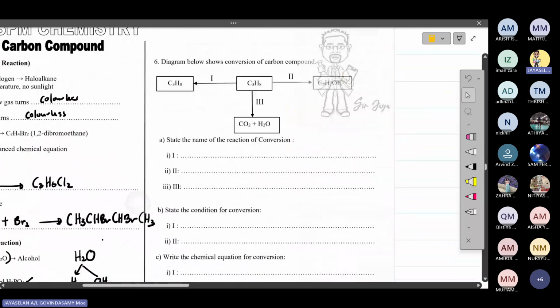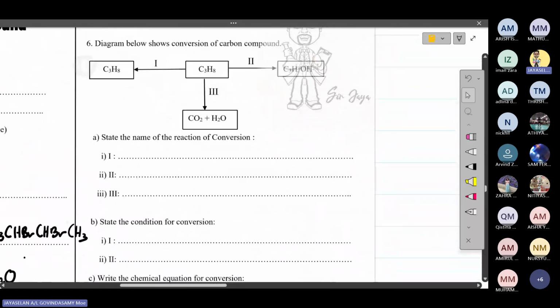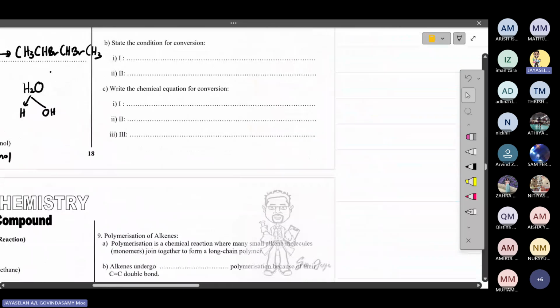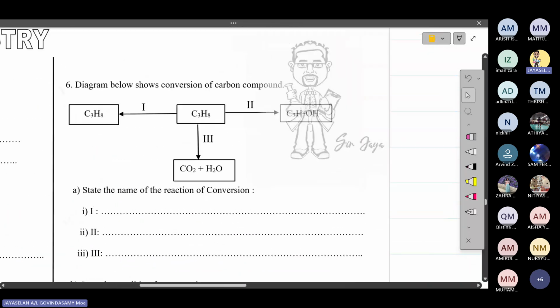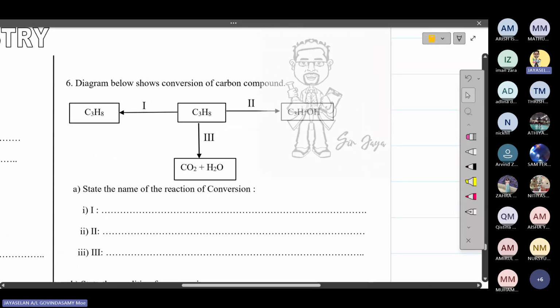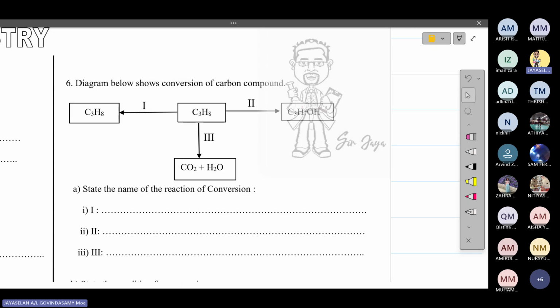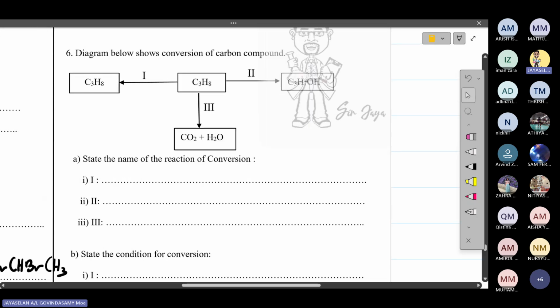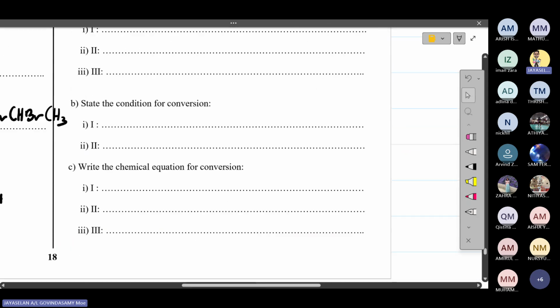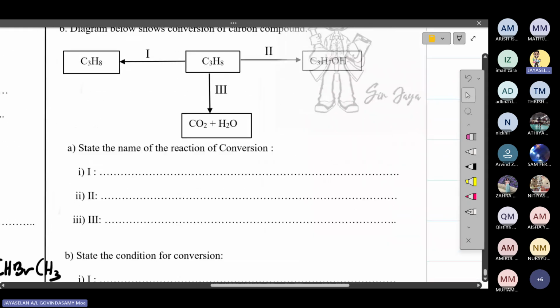Okay, from just now I have been doing it. Now I give you 5 minutes to answer all this. Look at page 18. 5 minutes from now. Then we go for the last part of alkene, which is polymerization. Polymerization must be done properly, otherwise you will get it wrong. Okay, do now. Check page 18. All of you please do.